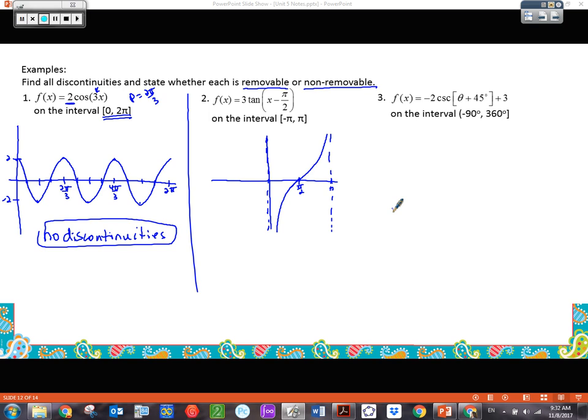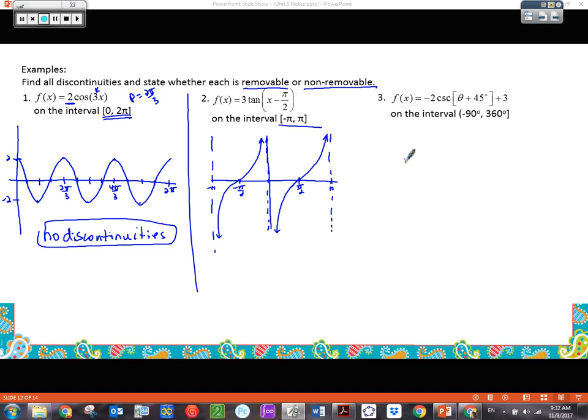Okay, I need to fill the interval from negative pi to pi. So we need some work on the left side of this graph. So I go to negative pi over 2. There's another asymptote. And negative pi. And there's my other. So you can put arrows on it or not. It's just up to you.